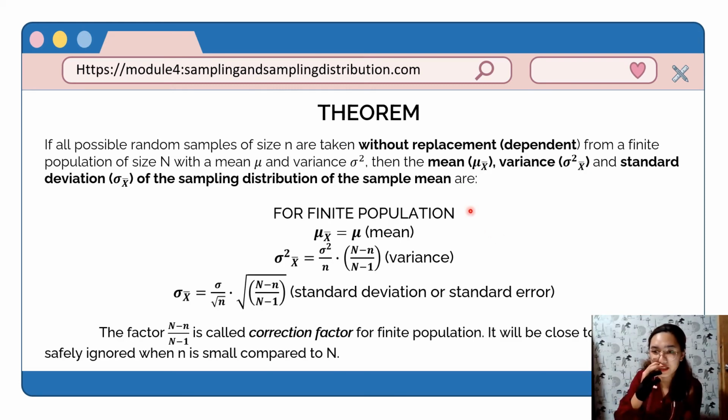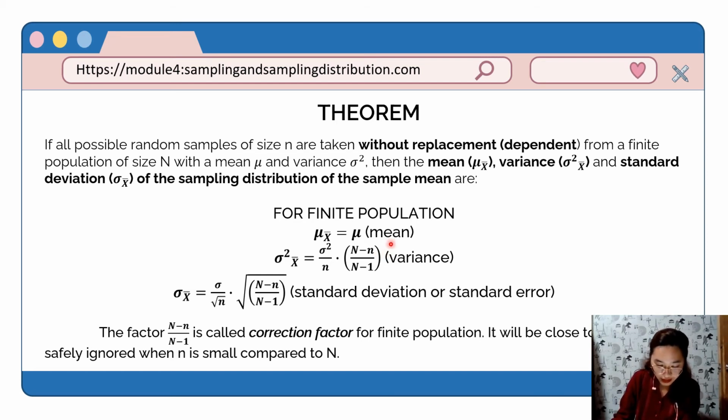So, paano naman kung finite population, katulad ng mga examples natin kanina, paano ang formula niya? If all possible random samples of size n are taken without replacement from a finite population of size N with a mean and variance, then the mean, the variance, and standard deviation of the sampling distribution of the sample mean are, equal lang ang ating mean sa population mean. Then, yung sample variance natin is population variance divided by the sample size times N minus n over N minus 1. So, itong factor na to is what we call our correction factor ng finite population.